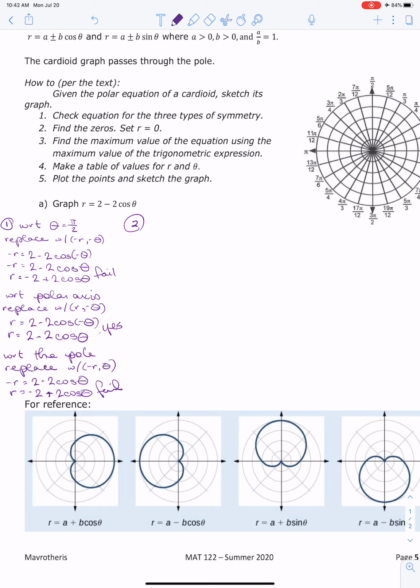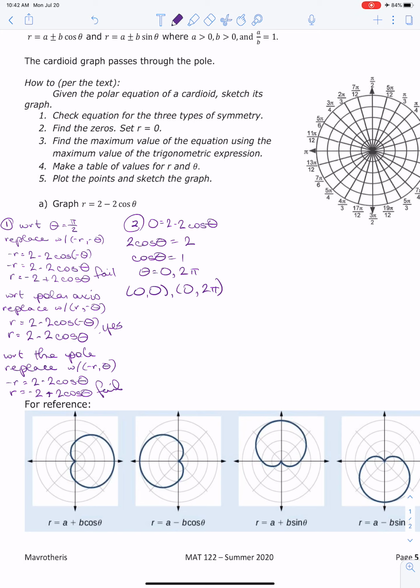Two. It says find the zero. So we're going to set r equal to 0. And I'm going to add 2 cosine theta to both sides. And then we get cosine theta equals 2 over 2, which is 1. And we know that cosine theta is 1 when theta is 0 or 2 pi. So I know I've got r is 0, theta is 0. It's going to be a point on my graph. R is 0, theta is 2 pi. Is going to be another point on my graph.